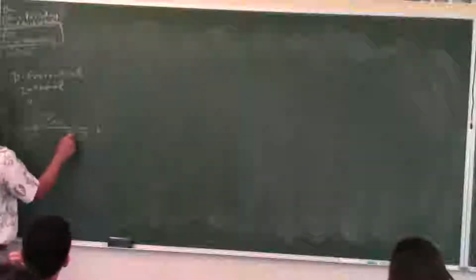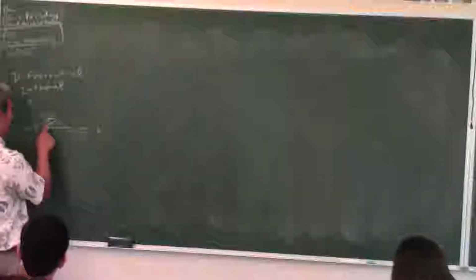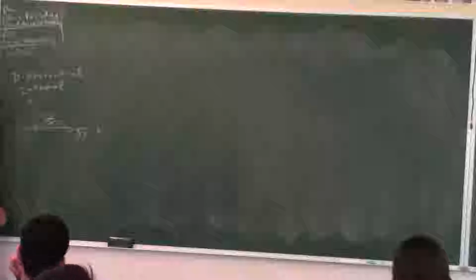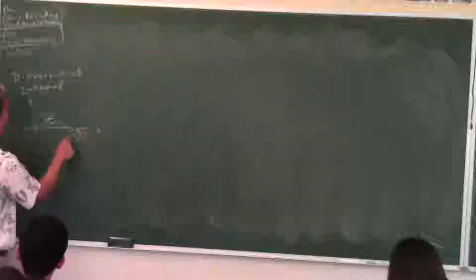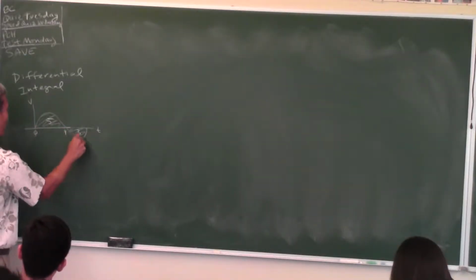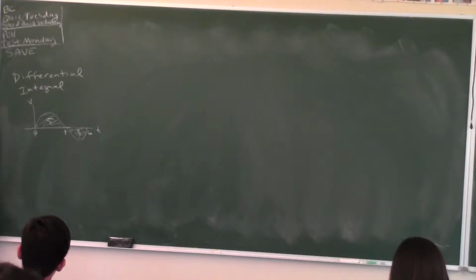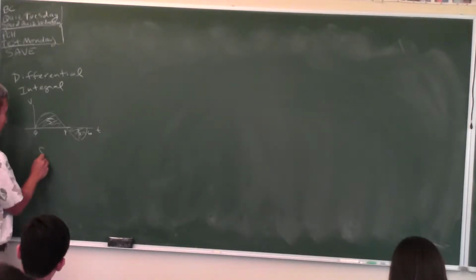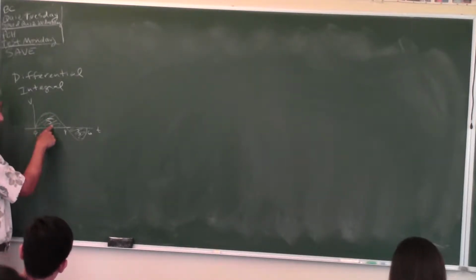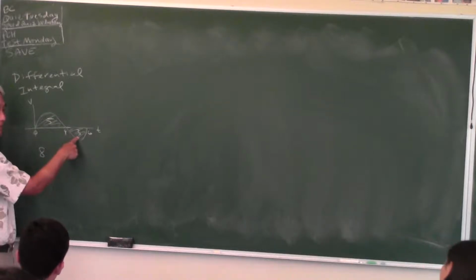For example, what if the area of this is 5, and the area of that is 3? What is the total distance traveled by the particle from here to here? Let's say this is 0, 4, and 6 then. From 0 to 6, how far did the particle travel? What is the total distance traveled? 8. The answer is 8, because it traveled 5 units to the right, then 3 units to the left, right?